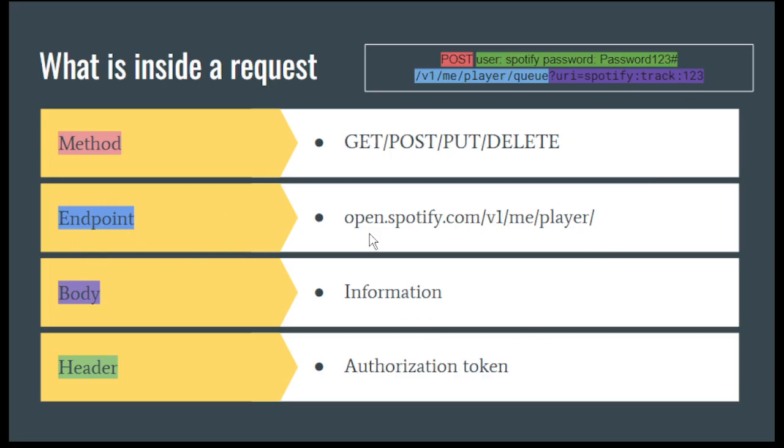The endpoint is just the URL that you're calling. This is where the API is supposed to get the information or put the information, and the body is the information that it needs to create in this specific location. So what is this actually doing? Right? Let's go to the next slide.